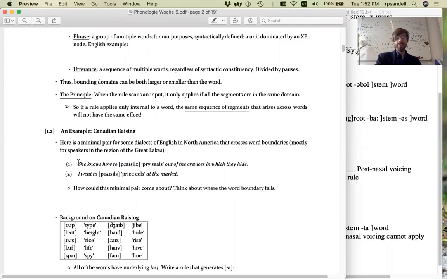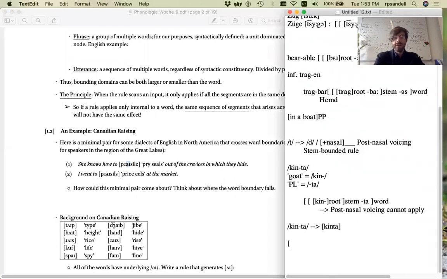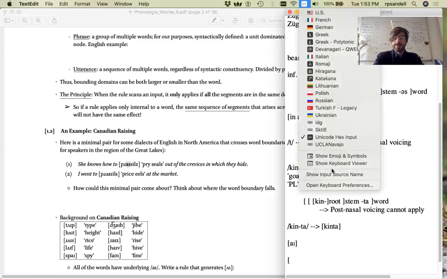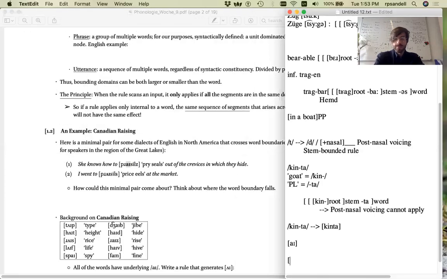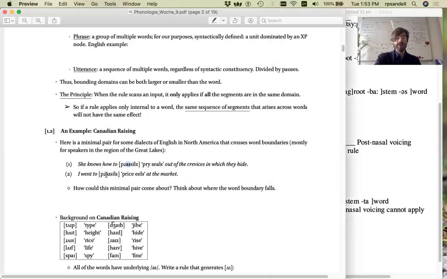So here is a sort of minimal pair. Let's take a sentence that reads, "She knows how to pry seals out of the crevices in which they hide," versus "I went to price eels at the market." So in this case, we can see there are two different diphthongs. There's a diphthong [aɪ] on the one hand, and a slightly raised diphthong [ʌɪ] in this other example.